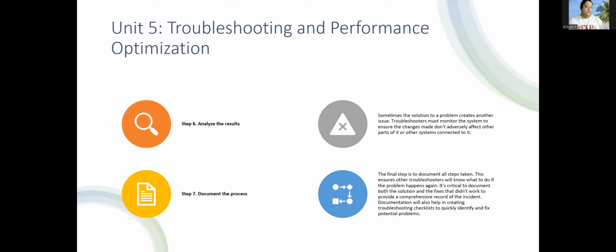Give it a try. It fixes it. Cool. Final step is to document all steps taken. This ensures other troubleshooters will know what to do if the problem's happening. And I literally just said that in my own weird way. It's critical to document both the solution and the fixes that didn't work to provide a comprehensive record of the incident. Documentation will also help in creating troubleshooting checklists to quickly identify and fix potential problems.